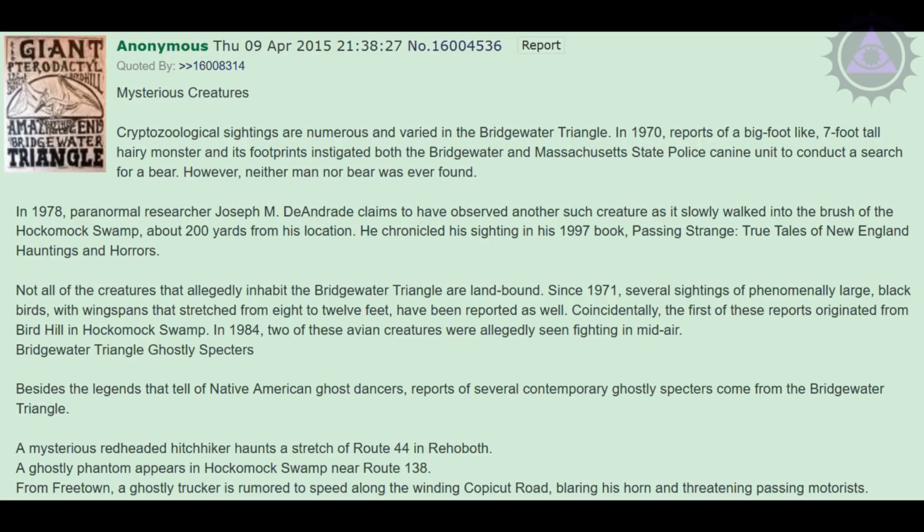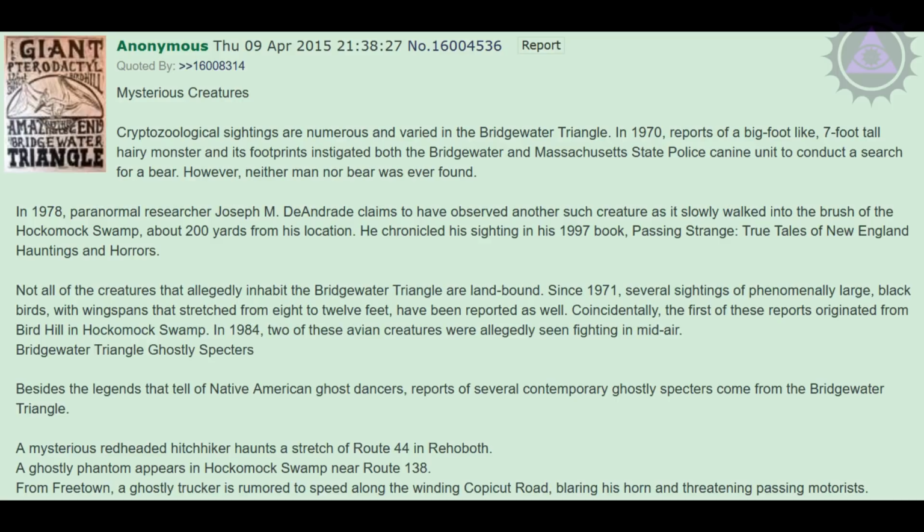Mysterious creatures. Cryptozoological sightings are numerous and varied in the Bridgewater Triangle. In 1970, reports of a Bigfoot-like, 7-foot-tall hairy monster and its footprints instigated both the Bridgewater and Massachusetts State Police Canine Unit to conduct a search for a bear. However, neither man nor bear was ever found. In 1978, paranormal researcher Joseph M. D'Andrade claims to have observed another such creature as it slowly walked into the brush of the Hockomock Swamp, about 200 yards from his location. He chronicled his sighting in his 1997 book, Passing Strange: True Tales of New England Hauntings and Horrors.